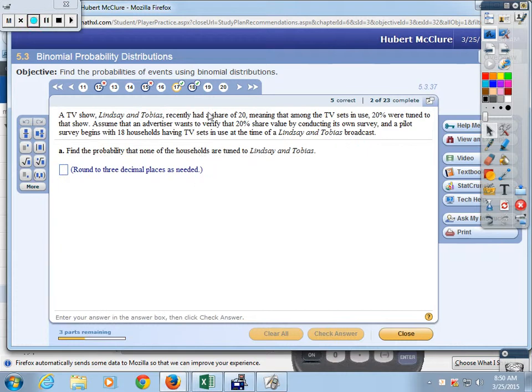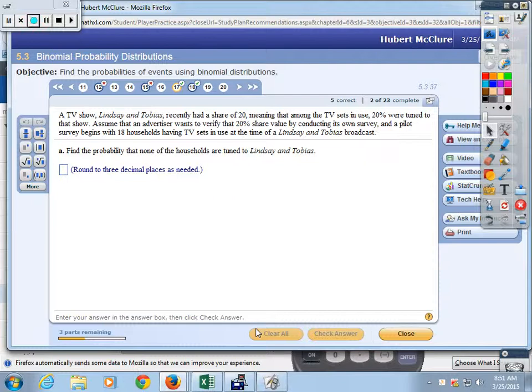There's a test question. It says a TV show, Lindsay and Tobias, recently had a share of 20, meaning that among the TV sets in use, 20% were turned to that show. Assume that the advertisers want to verify the 20% share by conducting its own survey.